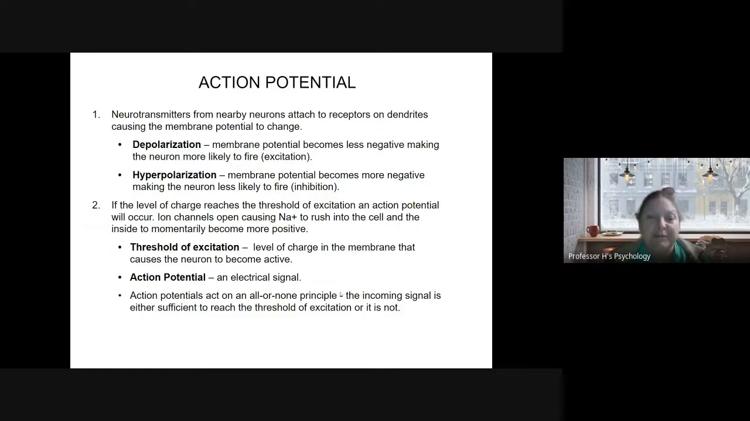Or inhibition. If the level of charge reaches the threshold of excitation, which in this case we're talking about being that -55 millivolt, an action potential will occur. Ion channels open, causing that sodium to rush into the cell and the inside to momentarily become more positive. So threshold of excitation is the level of change in the membrane that causes the neuron to become active. And action potential is that signal that's being sent down the axon.